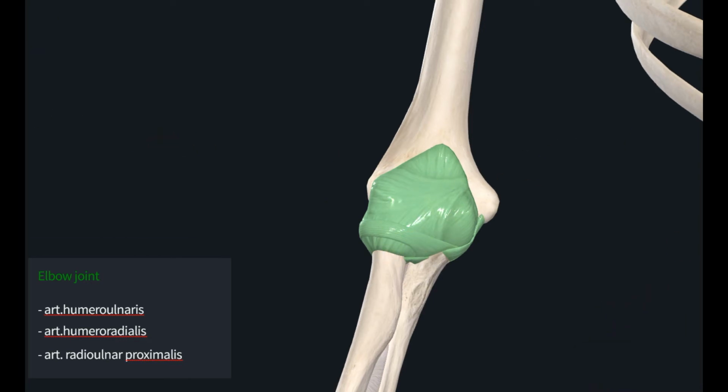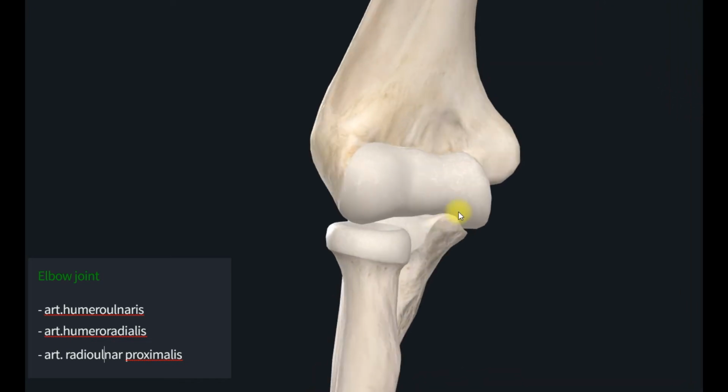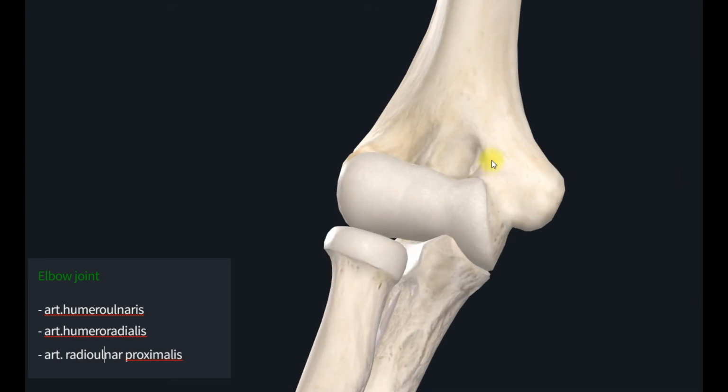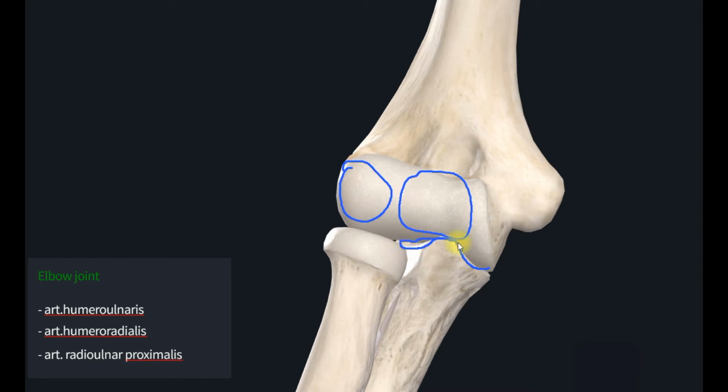If we reduce this capsule, we'll see the main bones which form it. This joint has three main articular surfaces. First, the capitulum of the humerus, the trochlea of the humerus, the semilunar fossa of the ulna, and the articular surface of the head of the radius. Also, between the circumference of the radius and the radial notch of the ulna.